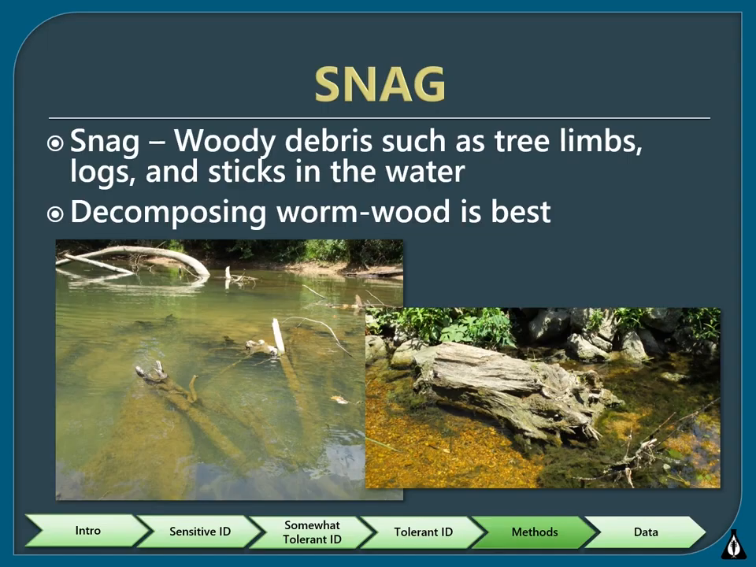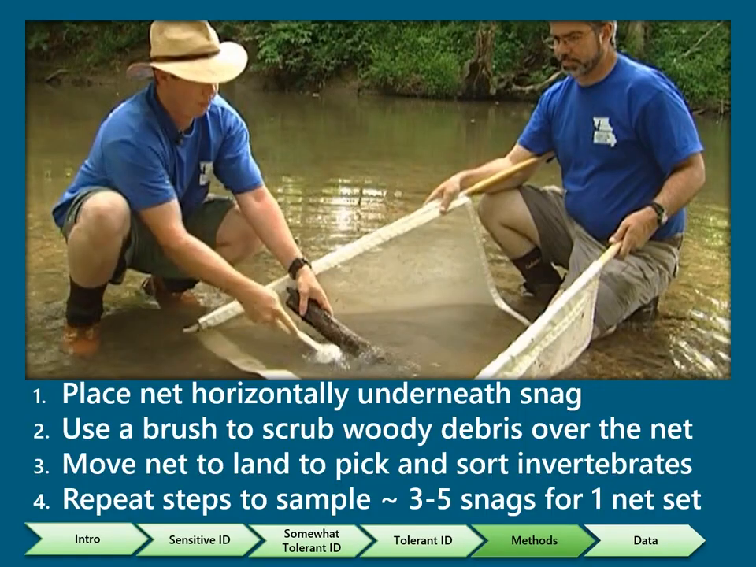Once the debris begins to decompose, it becomes soft and invertebrates start to move in. To sample a snag or woody debris, place the net horizontally under the woody debris. Use a stiff bristled brush to scrub the surface of the snag. The goal is to dislodge the invertebrates so they fall or float into the net. Do not use your bare hands.